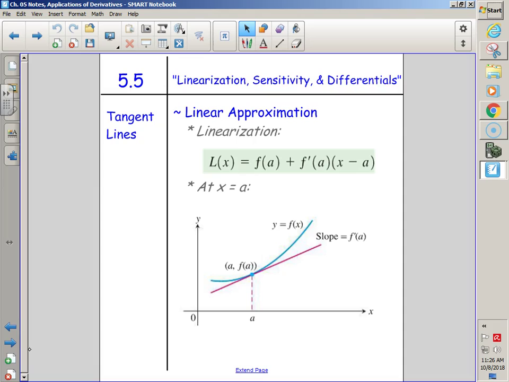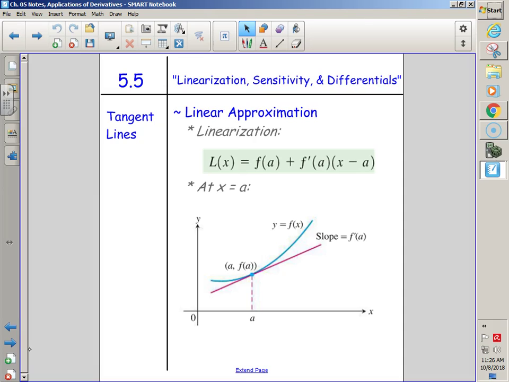Linearization, local linearization, local linear approximation. All of it, what does it have in common? Line. Which line? Tangent line. Why did I go over number 17? Well, A to be nice and B because it ties in with section 5.5.